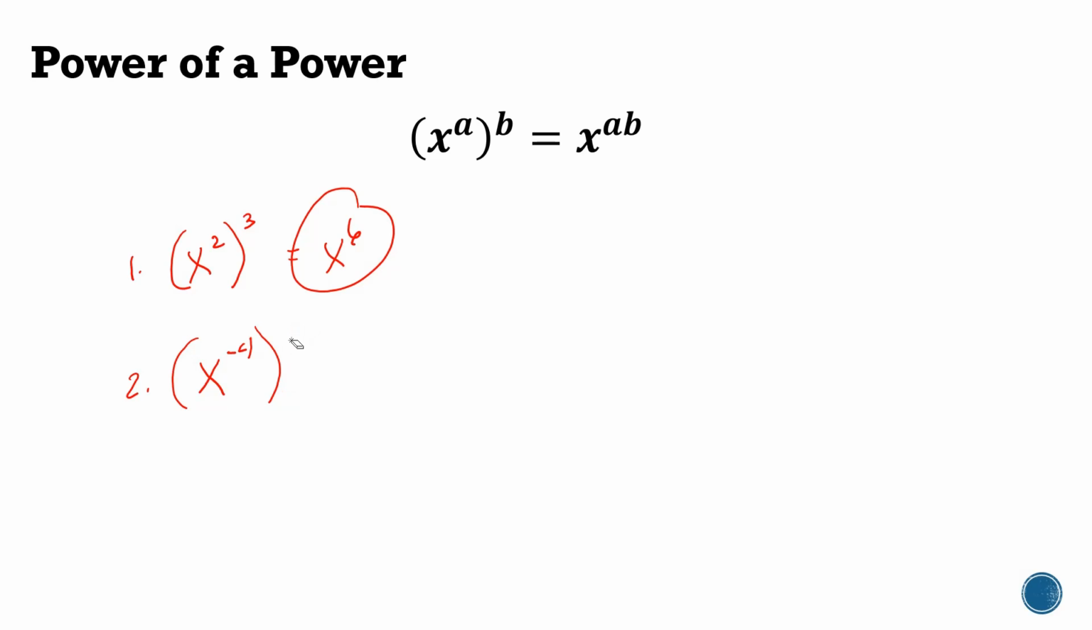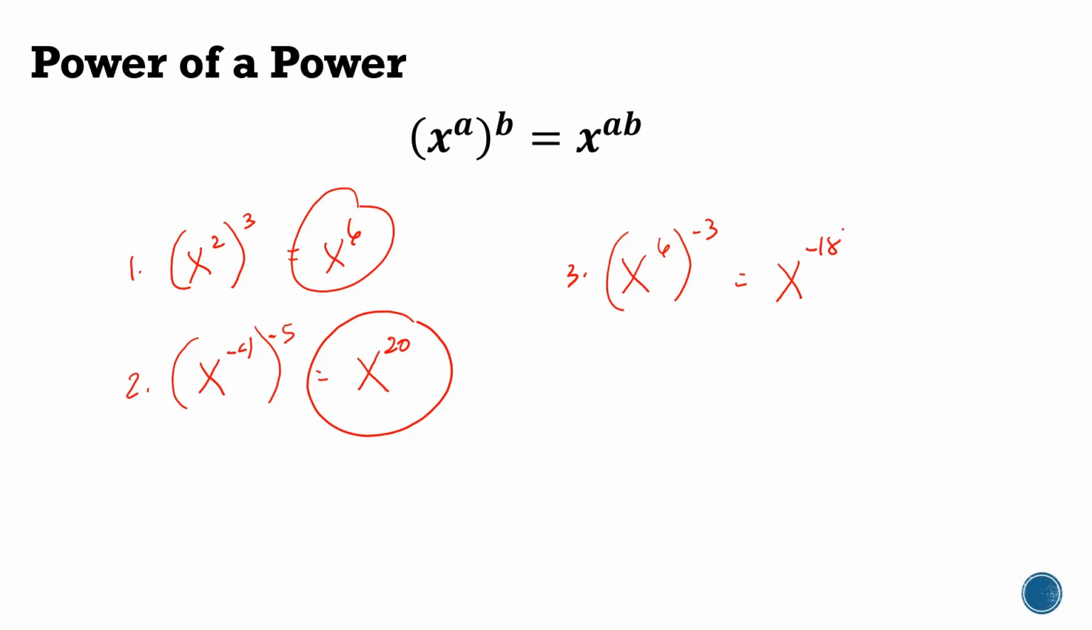See, negative 5, right? So negative 4 times negative 5 is 20. Okay. One last example. Let's see, we have x raised to 6, and then negative 3 is going to be x raised to negative 18. 6 times negative 3. So for the meantime, we will keep the exponent negative because later on there is another law regarding a negative exponent.